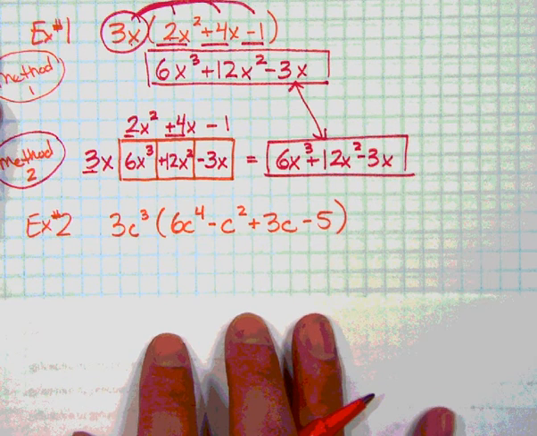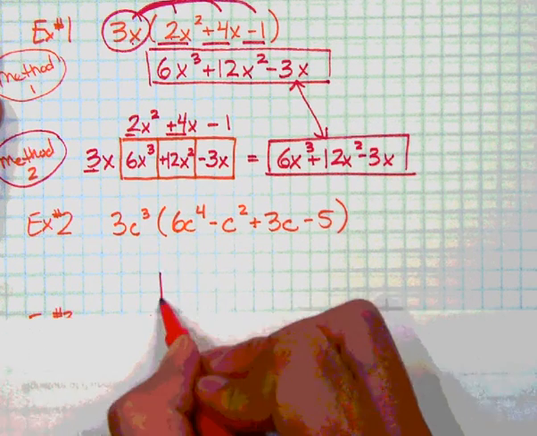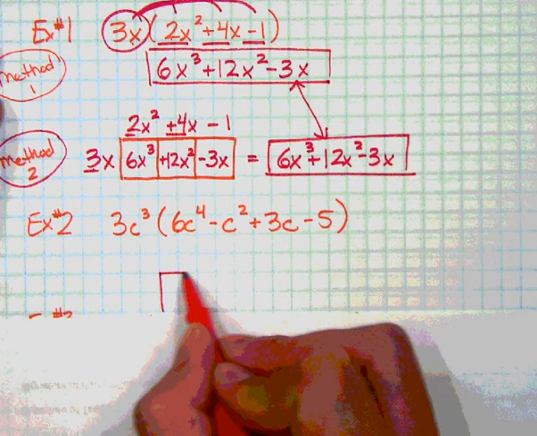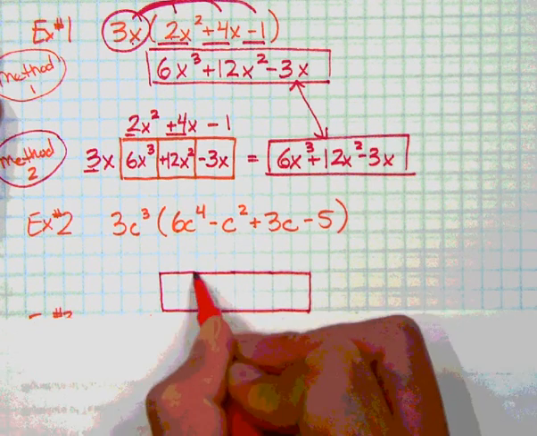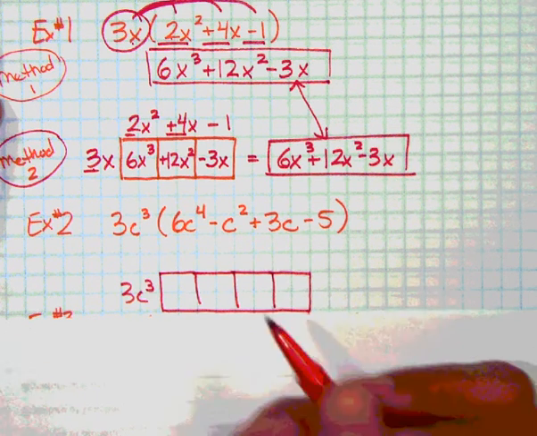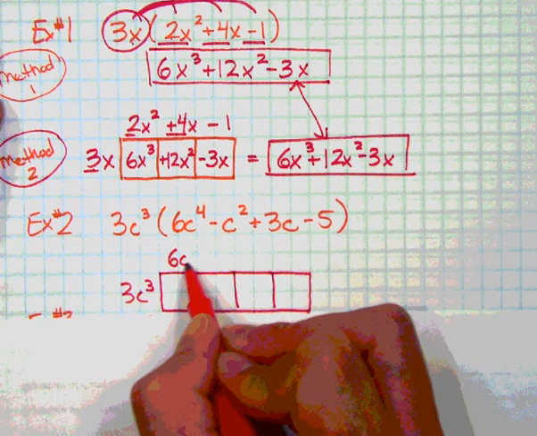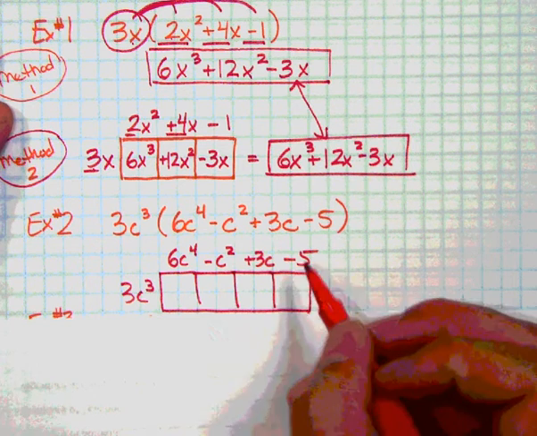But I'm going to go ahead and make a little rectangle here. I'm going to make a rectangle that has enough room for 4 terms and 1 term on the side. This is my single monomial, and here's my polynomial that has 4 terms. And then I'm just going to multiply and fill in the box here.